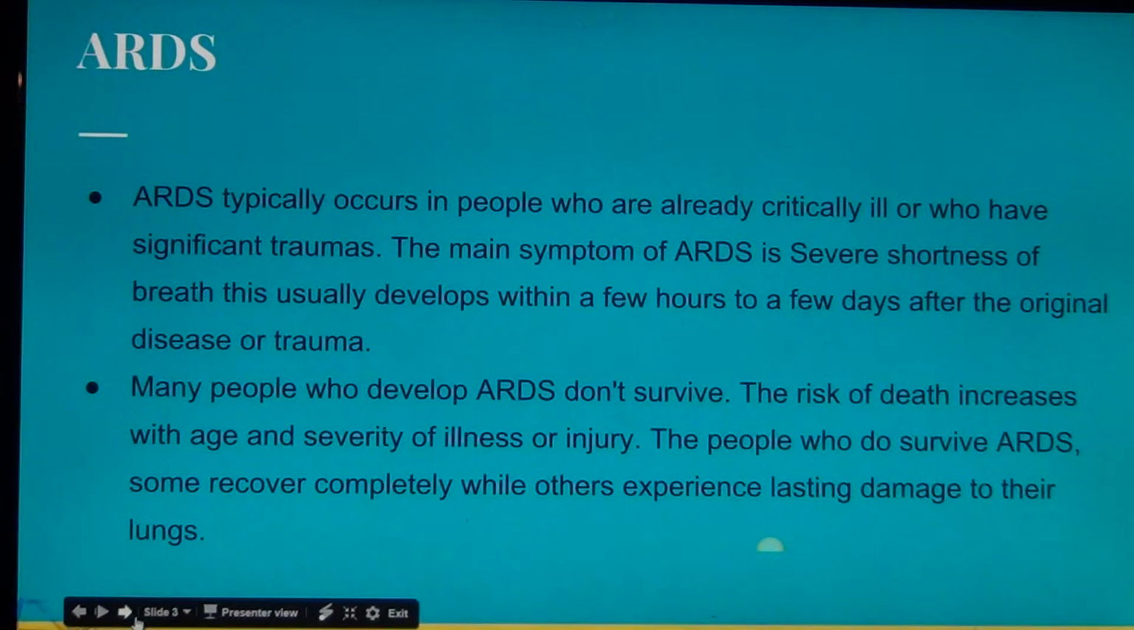ARDS typically occurs in people who already are critically ill, who have significant traumas. The main symptom of ARDS is severe shortness of breath. This usually develops within a few hours to a few days after the original disease or trauma. Many people who develop ARDS do not survive. The risk of death increases with age and severity of illness or injury. Of the people who do survive ARDS, some recover completely while others experience lasting damage to their lungs.